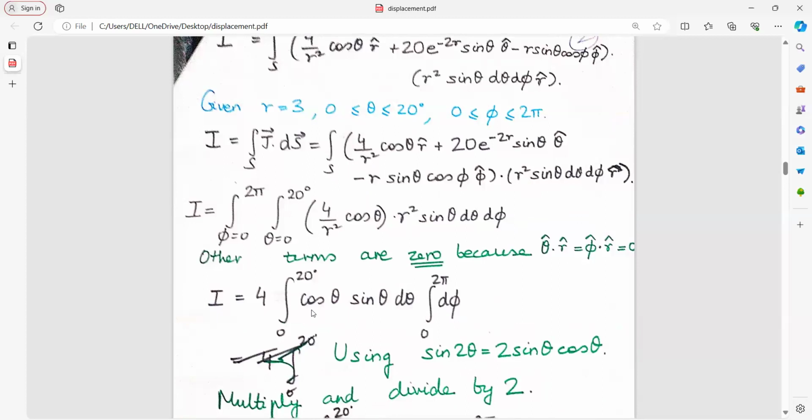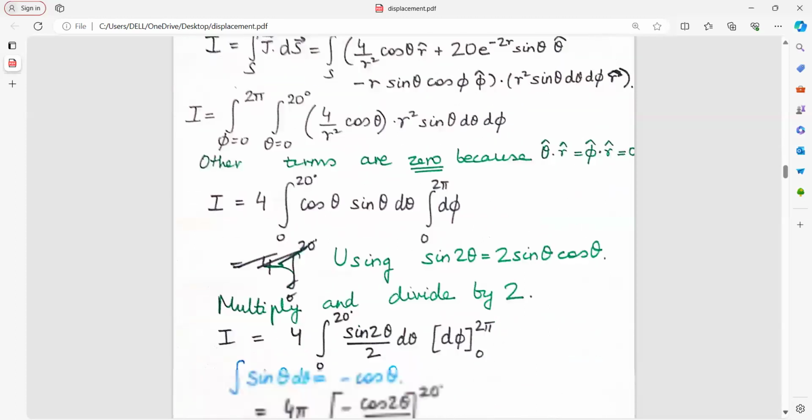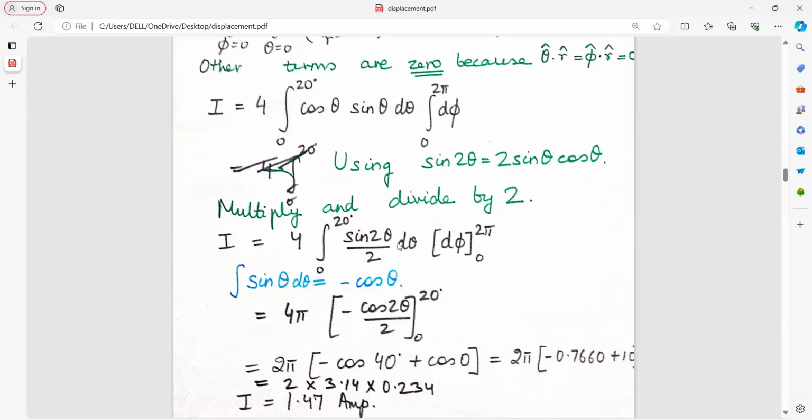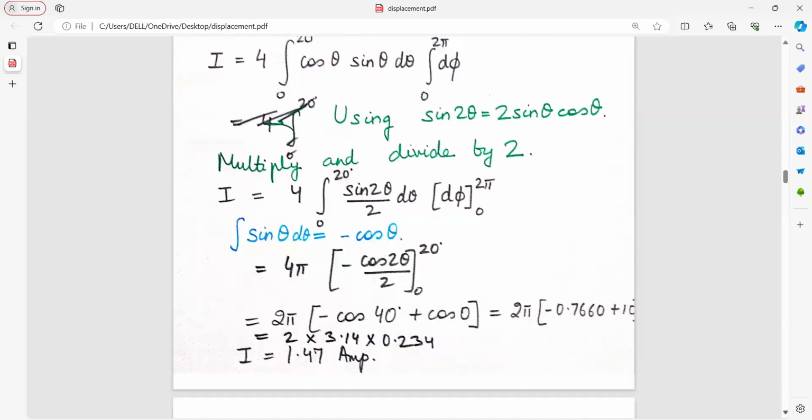Another formula, when we are seeing cos theta, sine theta, we can use the very famous maths formula, sine 2 theta is 2 sine theta cos theta. To make this term equivalent to this, you multiply and divide by 2. So now your equation comes in terms of sine 2 theta. An integral of sine theta is minus cos theta. So 0 to 2 pi is the limit. Straight away put the values and you get your answer.